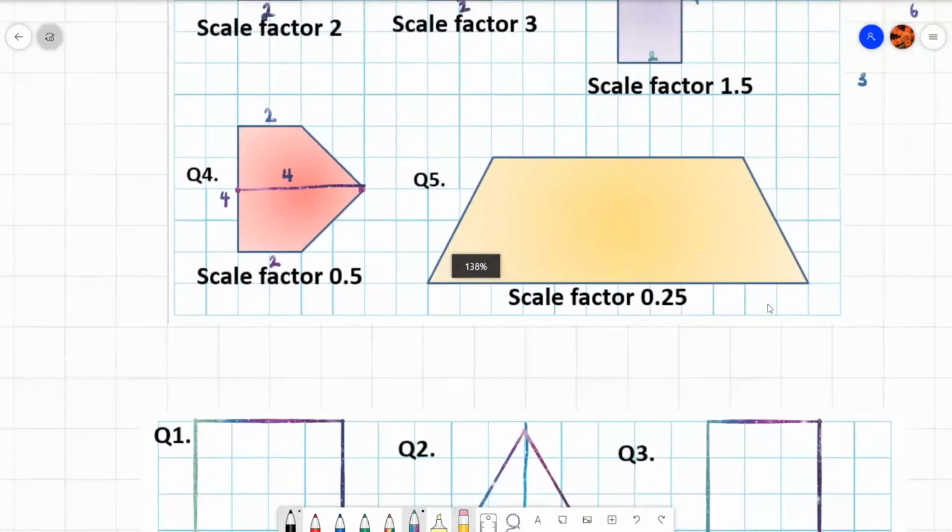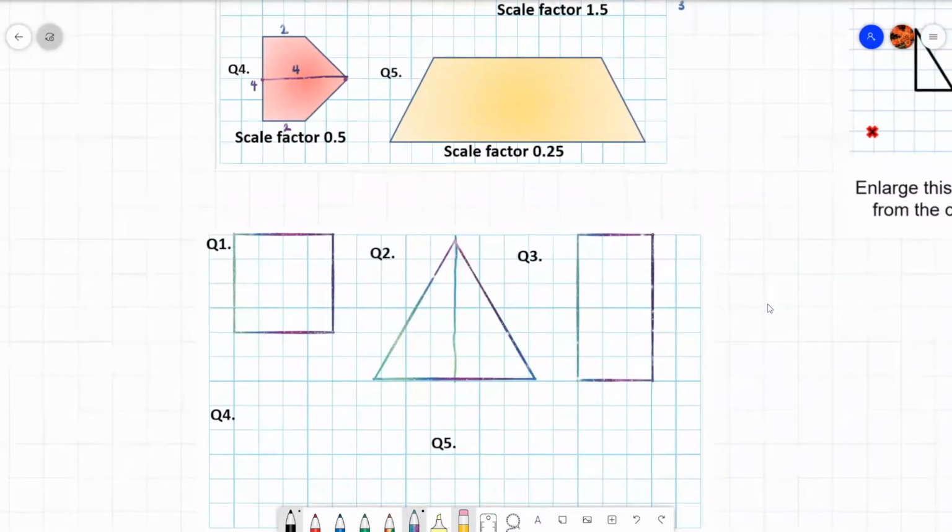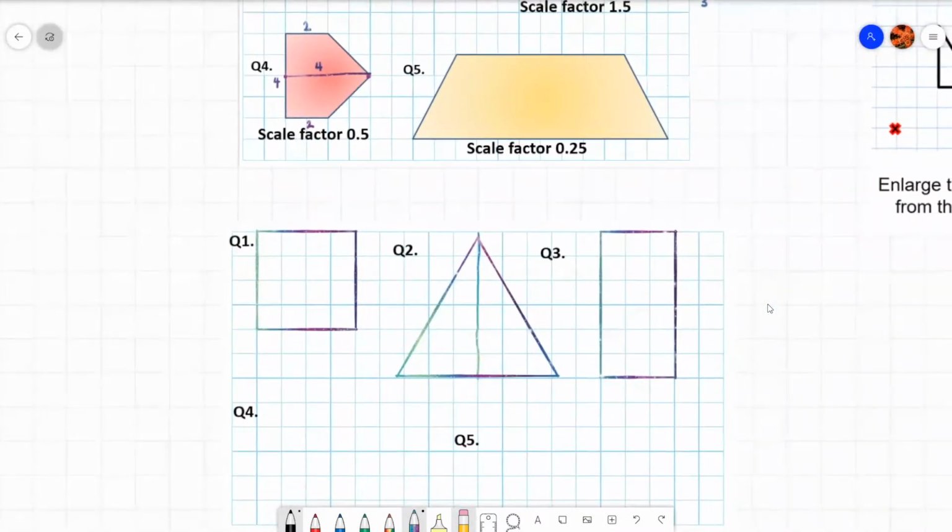If I zoom out so we can see both pages together. Okay. Now we need a height of 2, isn't it? 1, 2. Half of 2 is 1. Half of 2 is 1. And then that side there is going to become 2 there. And then just need to join that up. Oops. Okay, there we are.